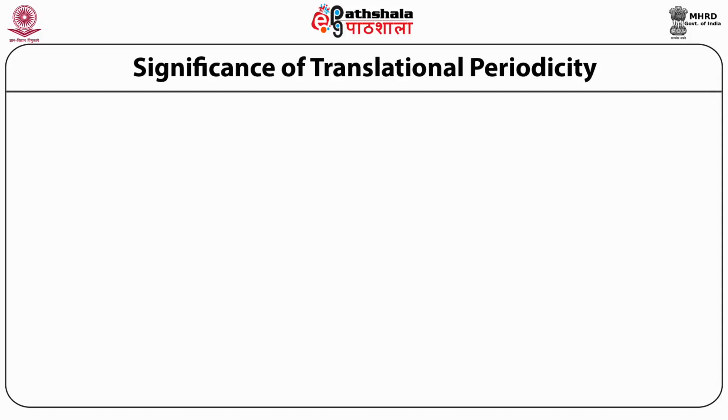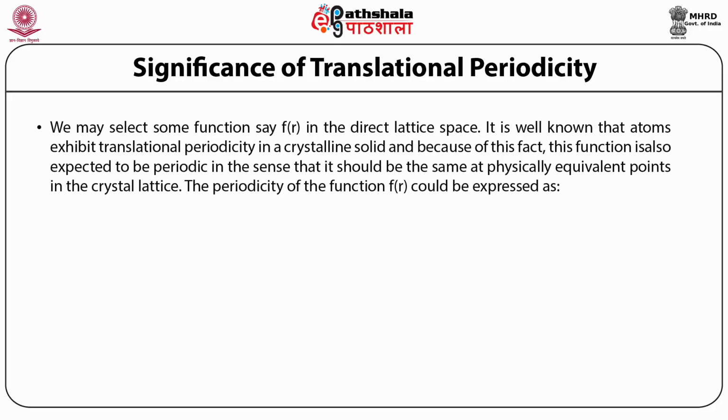Significance of translational periodicity. We may select some function, say f(r), in the direct lattice space. It is well known that atoms exhibit translational periodicity in a crystalline solid, and because of this fact, this function is also expected to be periodic in the sense that it should be the same at physically equivalent points in the crystal lattice. The periodicity of the function f(r) could be expressed as f(r vector plus capital R vector) is equal to f(small r vector), which is identified as equation 1.